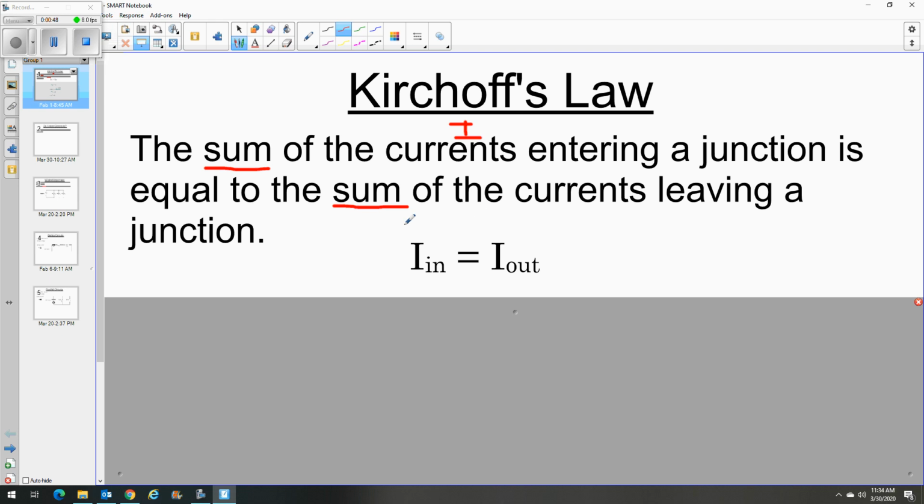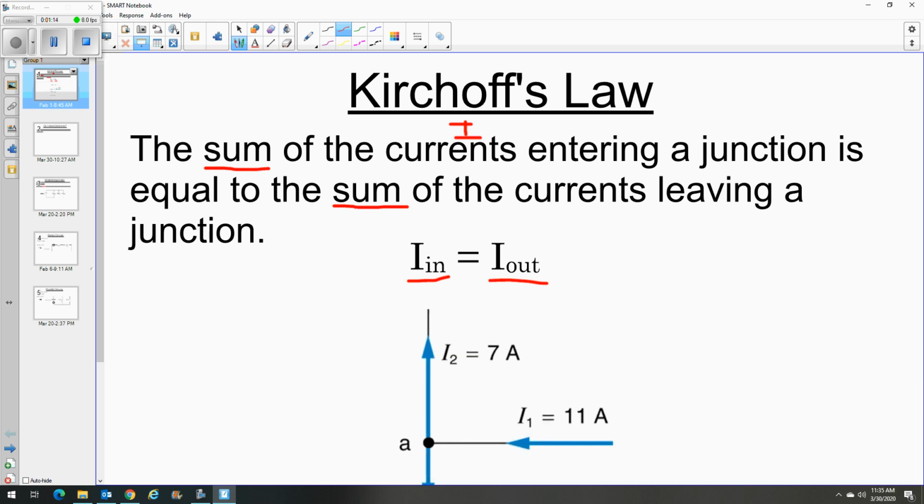This should make perfect sense if 10 of us were walking down the hall and we came to a T in the hallway, and some had to take a left turn and some had to take a right turn. If you add up the people who took the right turn and the people who took the left turn, it must be equal to the number of people who came into the junction. So whenever there's a branch and current has to split, the current entering the junction must equal the current leaving a junction.